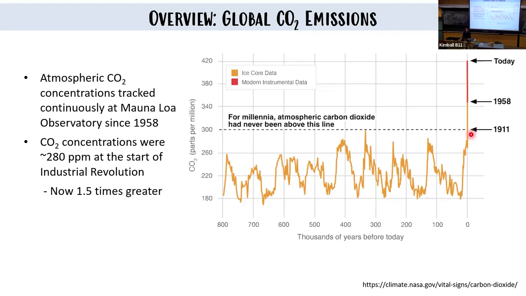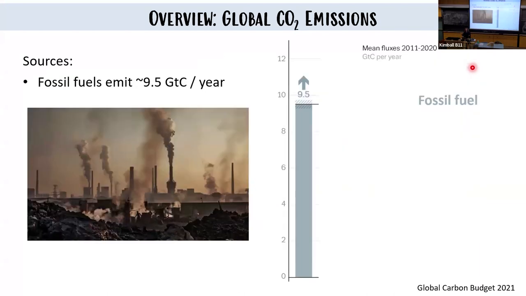And so with the Industrial Revolution and the burning of fossil fuels, these emissions have increased and they're accumulating in our atmosphere, right? And so we have 1958 concentrations, and today we're over 420 parts per million of carbon dioxide in the atmosphere. And so if I asked you to come up with the sources, I know you would all shout out fossil fuels as the biggest source of carbon dioxide to the atmosphere.